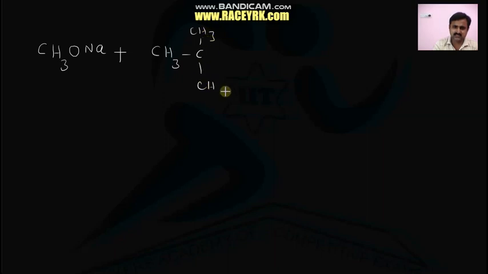Let us see a different kind of example. I have taken CH3ONa, sodium methoxide, with a tertiary butyl halide, that is (CH3)3C-X, where CH3 groups are there and a halogen is there. Then what will be the answer? We will see.